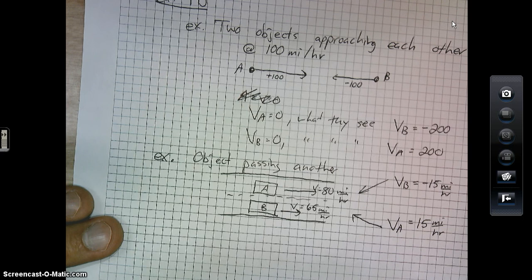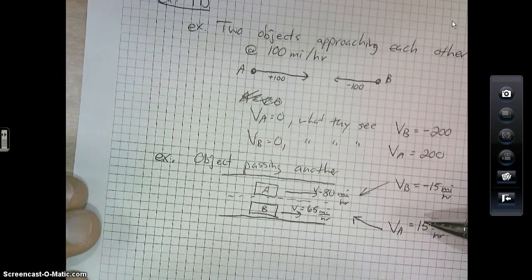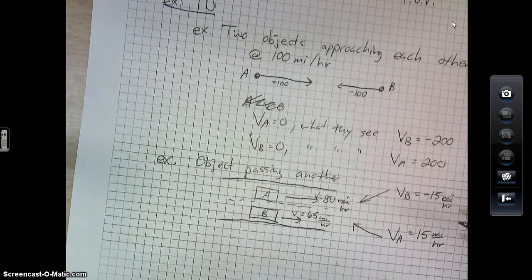Okay? So this is just simple one-dimensional relative velocities. Okay? Now obviously this starts to get more tricky. All right, so let's try something in 2 dimensions.